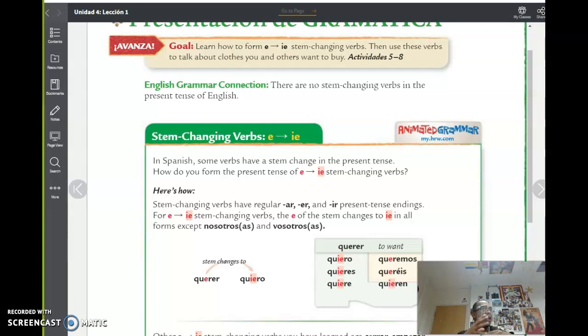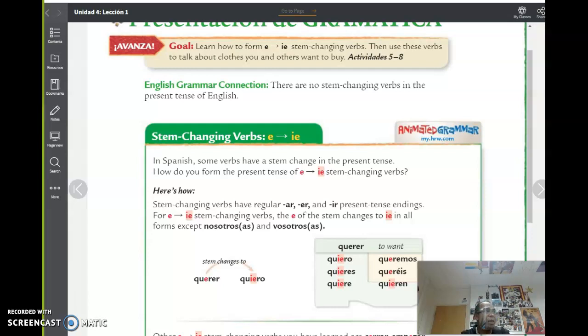When we conjugate verbs based on the subject, based on the person that is doing the action, you drop the ending and put the right ending that goes with the subject. Now, some verbs also have a change in the stem, in the beginning of the verb. And that's what we're going to talk about.